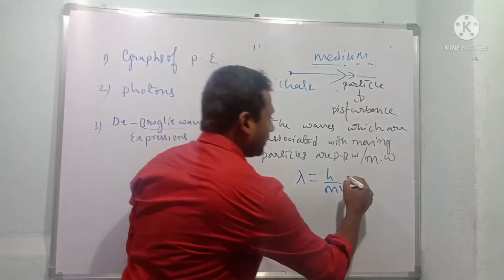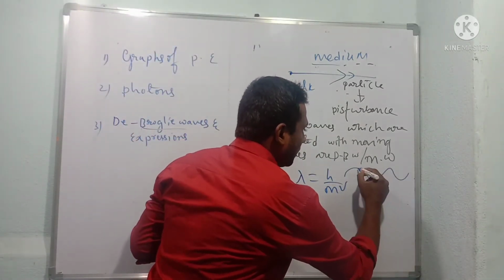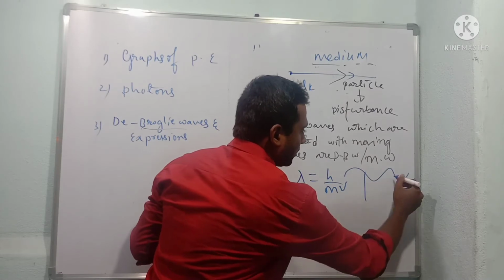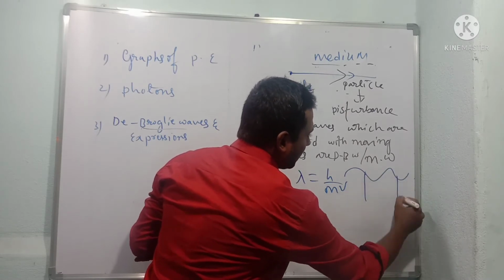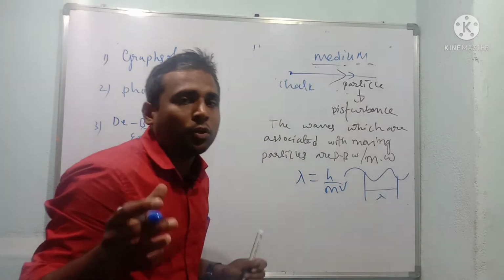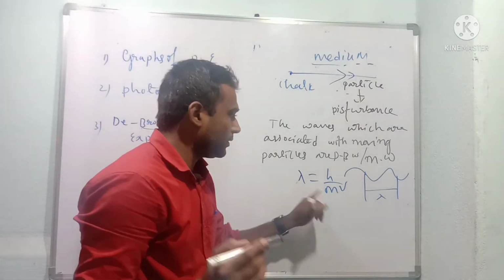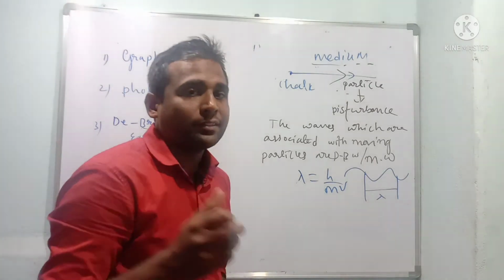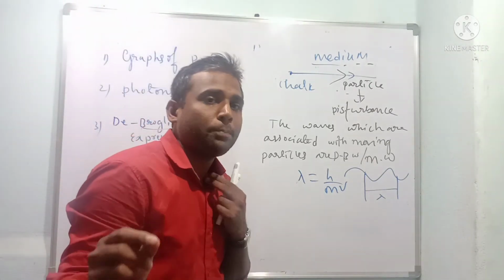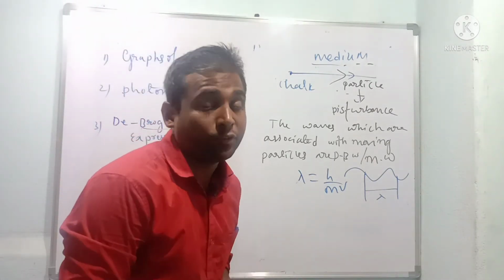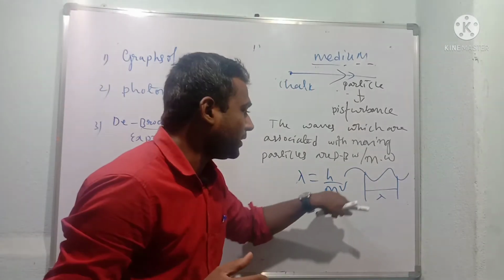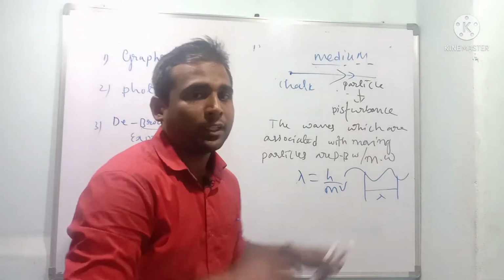Suppose a particle is moving. This is the distance between one crest, from here to here, this is called lambda. This is called the de Broglie wavelength. Students, lambda is called wavelength, h is called Planck's constant, which is equal to 6.626 × 10⁻³⁴ joule second, m is the mass of the particle, and v is the speed of the particle.